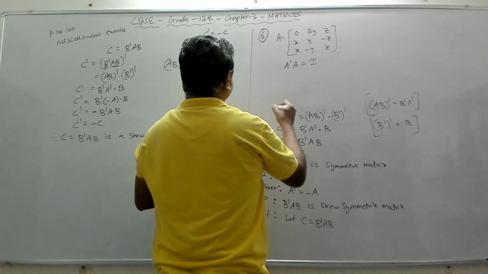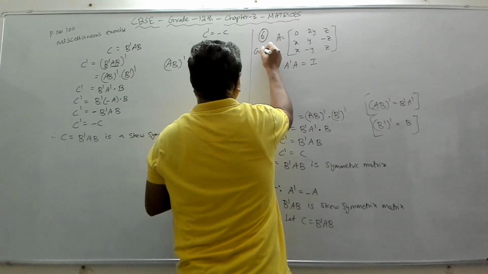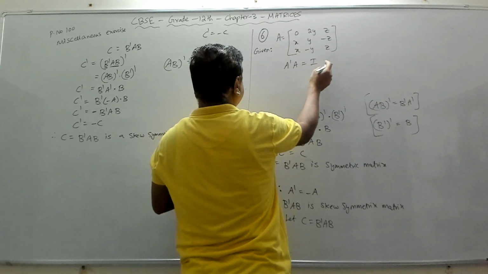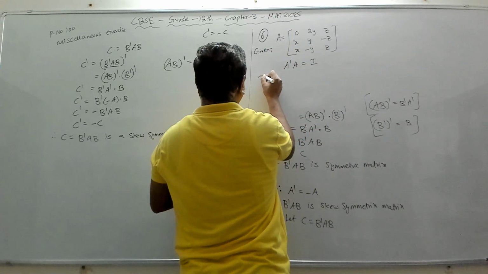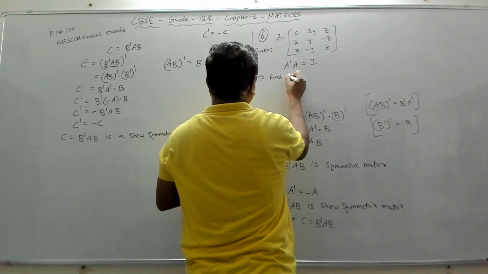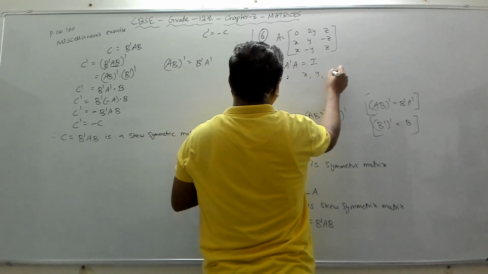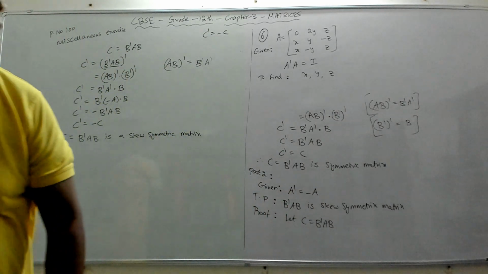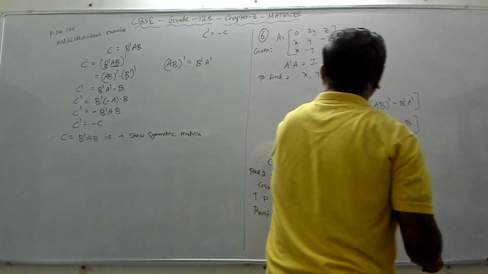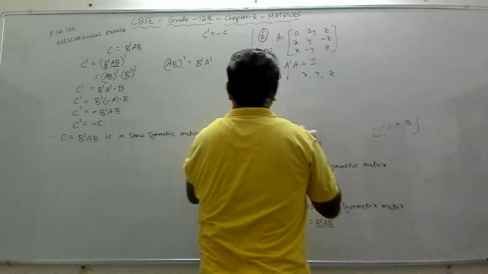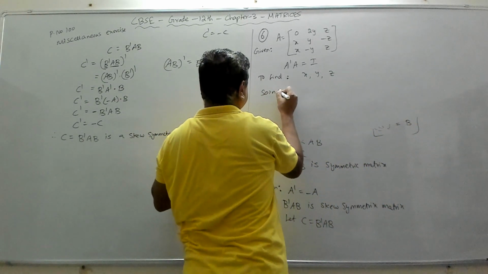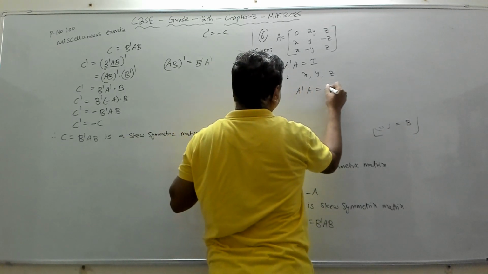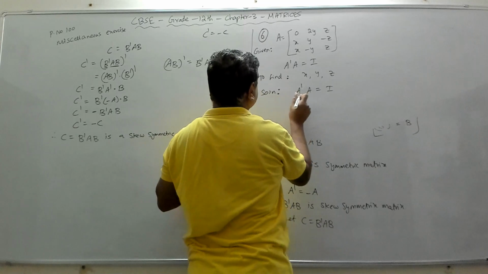And what we have to find? A is given, and A transpose into A is I. This is given. We have to find x, y, and z, the value of x, y and z, so that A transpose into A equals I. Now what is A transpose into A? So solution: A transpose into A is I, that is given. So A transpose is what?